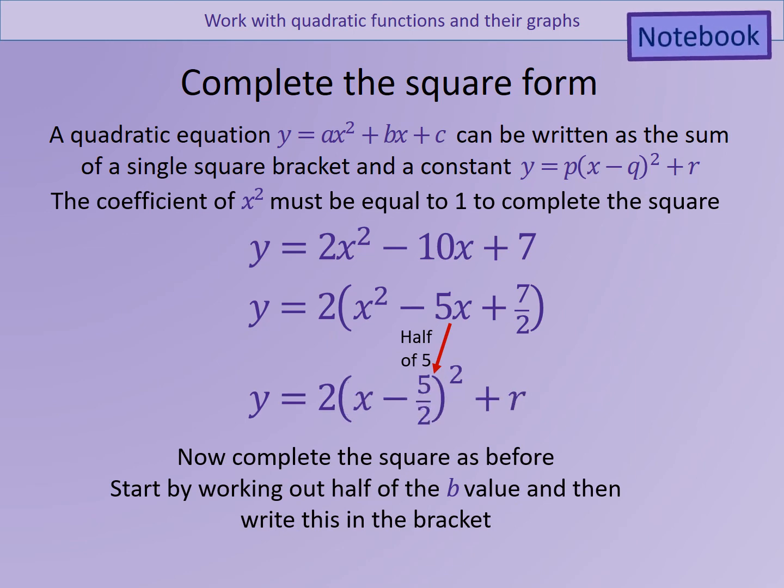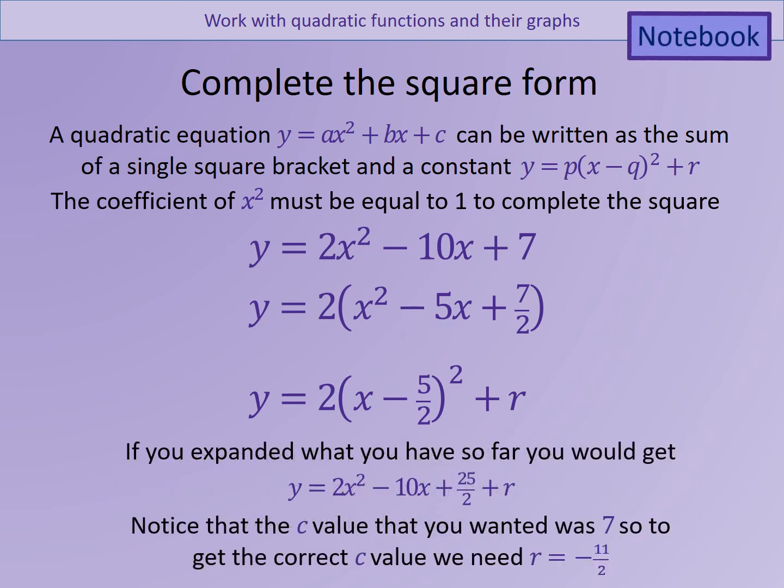And then I have to find r, and the way that I'm going to find r is I'm going to multiply out everything I've done so far. Now that can take a little bit of time, but if I do that, I end up with y equals 2x squared minus 10x plus 25 over 2 plus r.